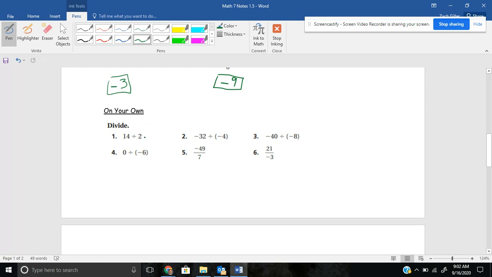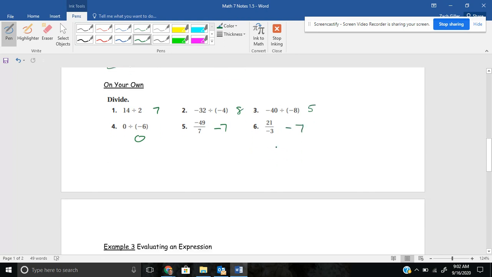Let's check and see what we come up with. Same sign, +7. Same sign, +8. Same sign, +5. 0 divided by anything is always 0. And my last two examples, I have different signs. So -7 and -7. One's positive, one's negative. Let me know if you have questions.